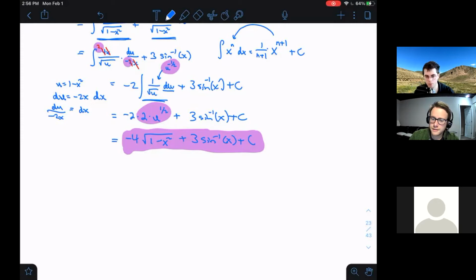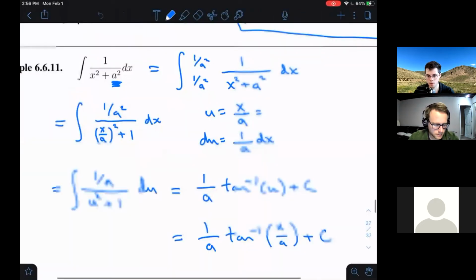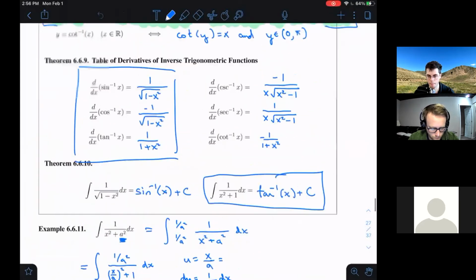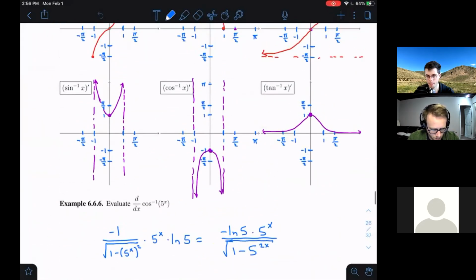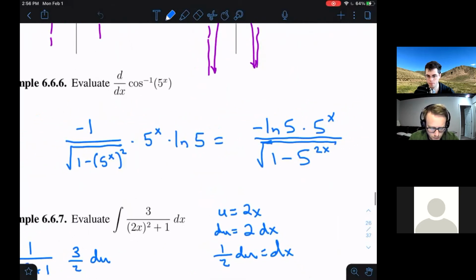The question I had was from the pre-class videos in example 666. It was just a part of it that I missed a little bit. So this one right here, the cosine inverse stuff? Yeah, I just got confused. The first part was from the cosine inverse, obviously, and then the 5x because that was the inside. But what about the natural log of 5?